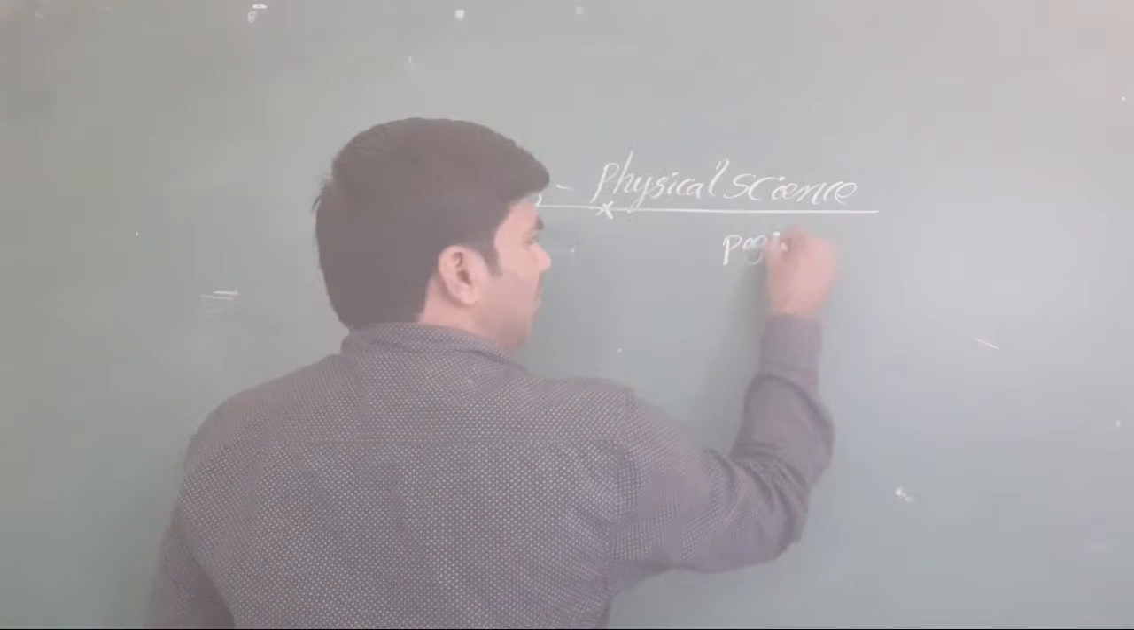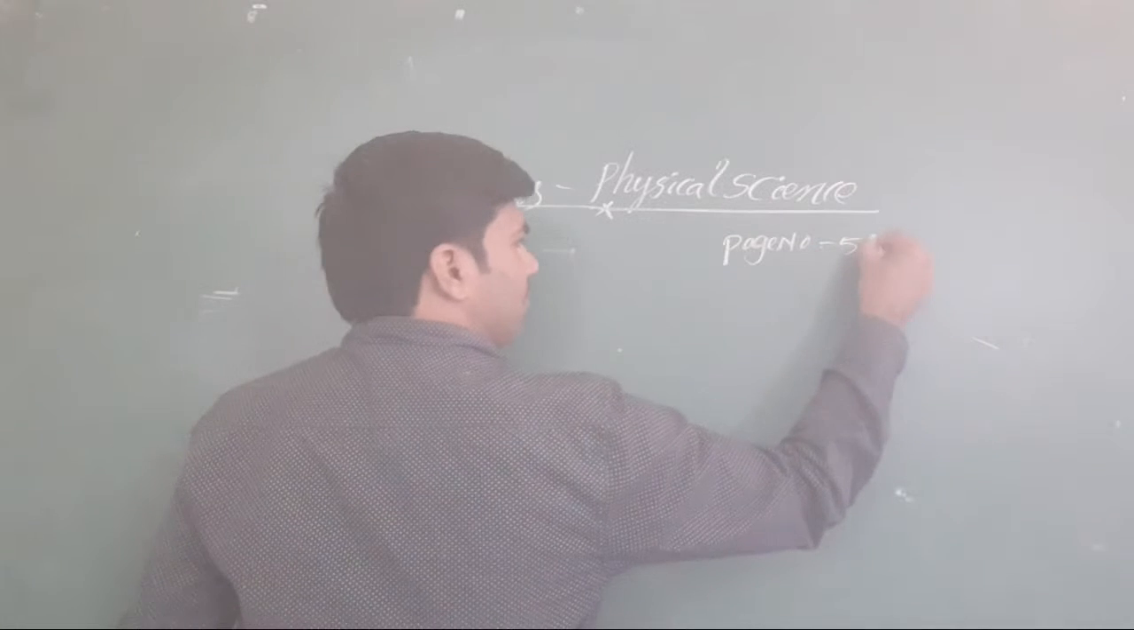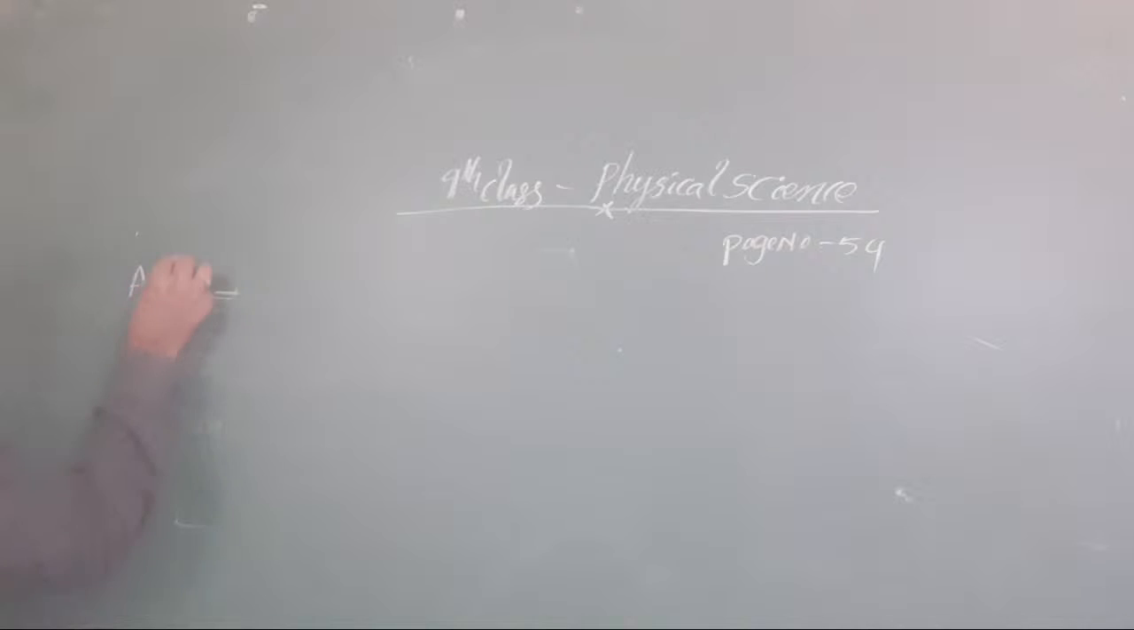Now come to page number 54, activity 4. Once you check, what is activity 4? Take a metal disc, use a protractor and mark the angles along its edge as shown in the figure. Arrange two straws at the center of the disc in such a way that they can be rotated freely about the center.